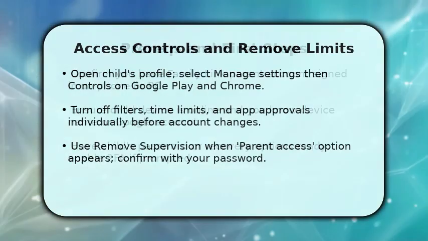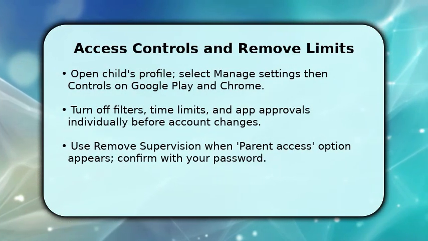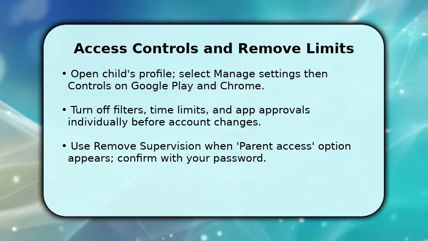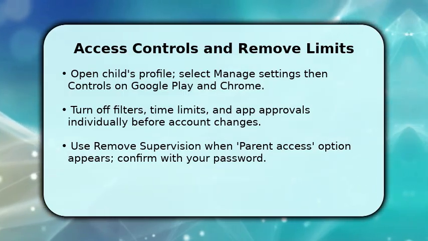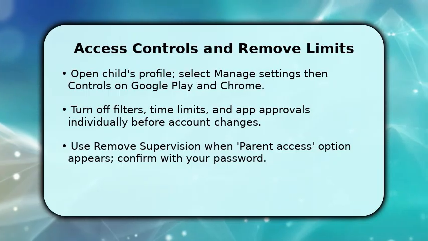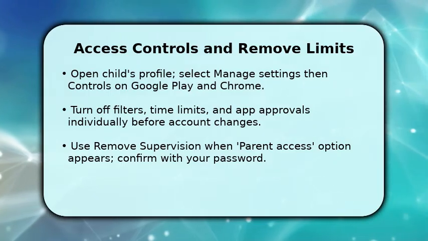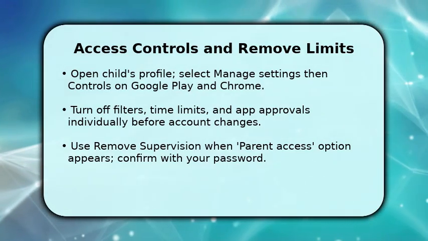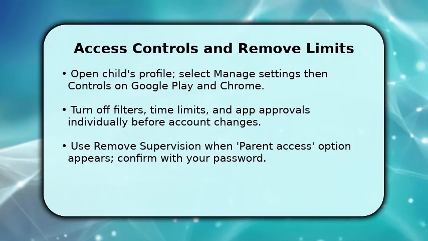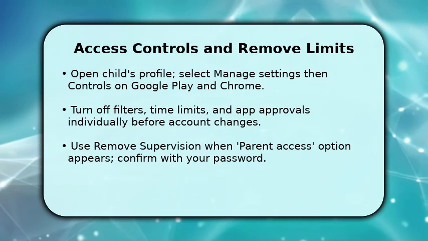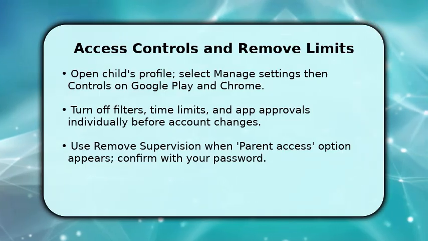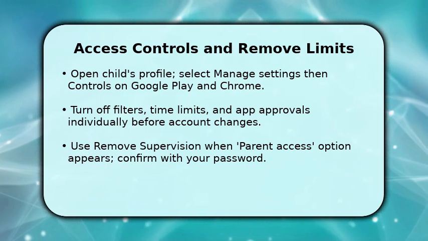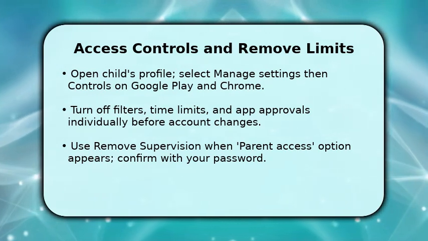Next, access the child's profile in Family Link and tap Manage Settings to view controls for Google Play, Chrome, and screen time. You need to disable time limits and app approvals first because some restrictions block account changes. Turn those toggles off. Then find the account info or parent access entry and choose Remove Supervision or Stop Supervision. You will be prompted to confirm using your parent password or two-factor method. Enter credentials and follow prompts so Google can process the removal.